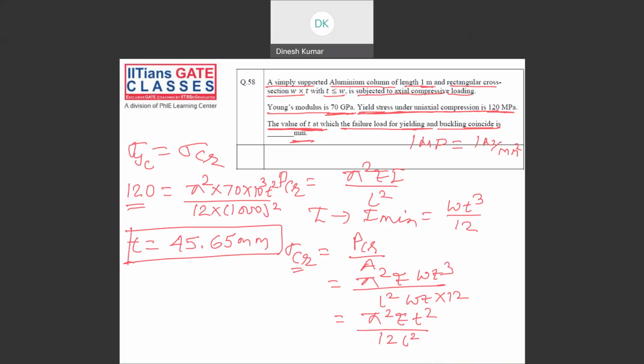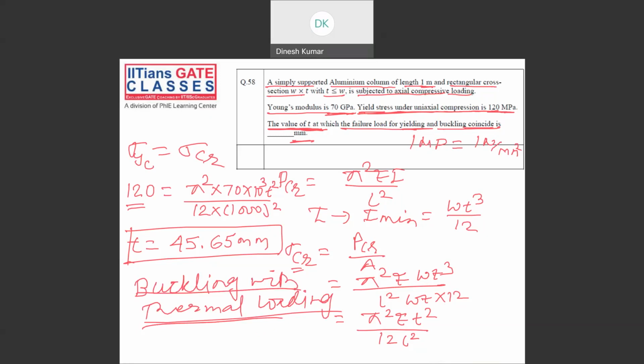If you see these kinds of questions, previously they have clubbed in GATE Aerospace, buckling with thermal loading. Okay. So here in this case, they have clubbed your buckling and yielding. The process of solving the problem is more or less the same. We have done similar questions for thermal loading with buckling in our classes.